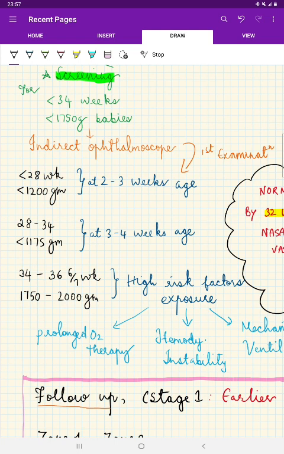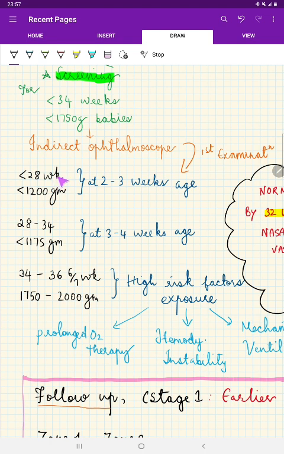Like we have studied in OG, right? We'll take 28 weeks as the period of viability in India. So 28 weeks till term, that is completed 36 plus 6, 36 weeks plus 6 days. So take it that way: less than 28 weeks, then 28 to 34 weeks, then 34 weeks to 36 weeks plus 6 days. This is what it is.